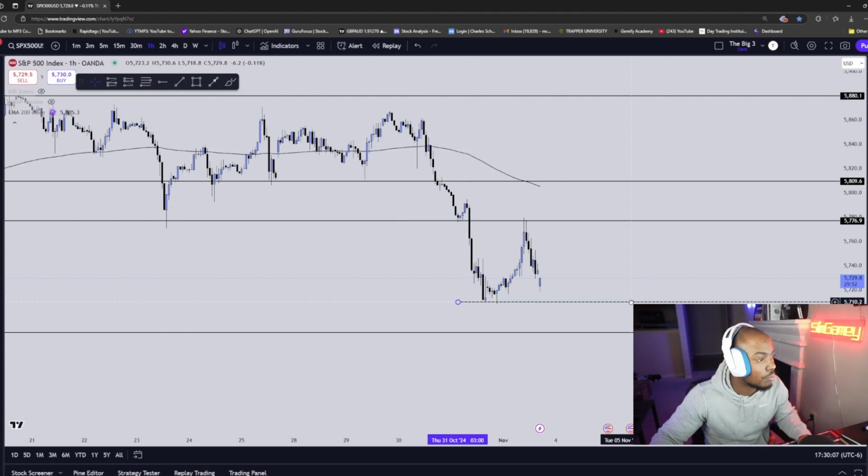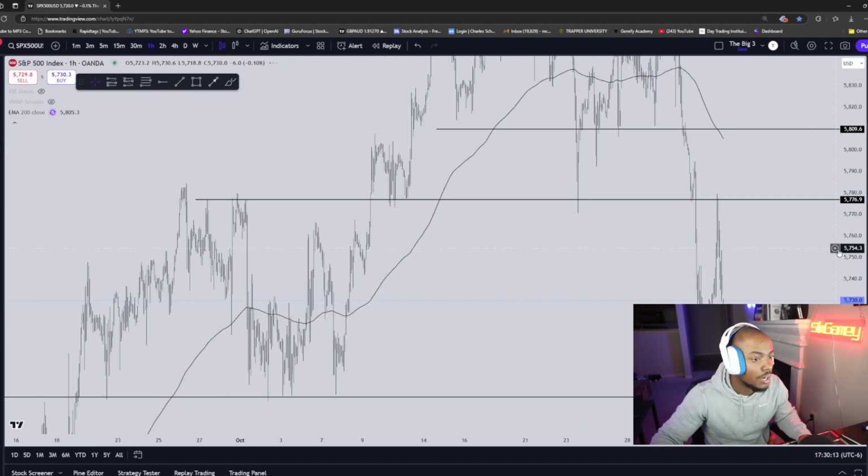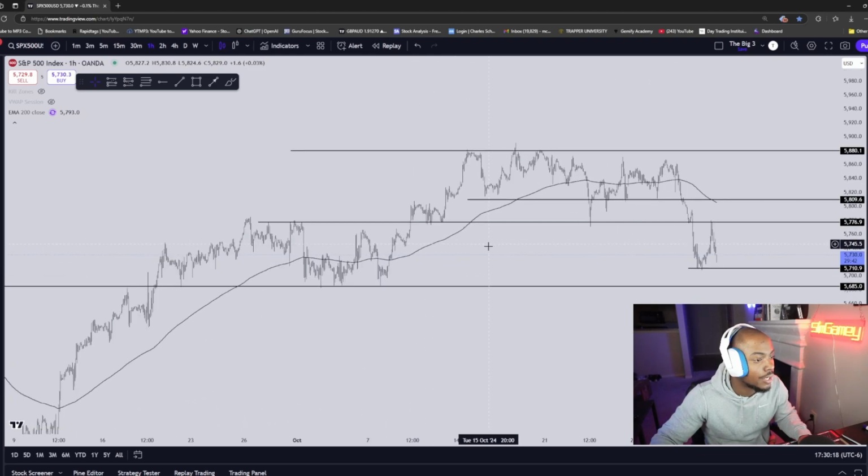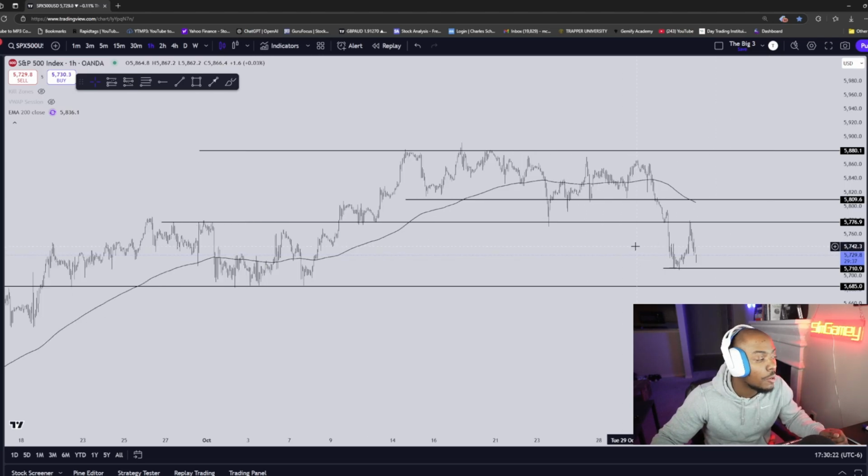Because this was support prior to this huge move back to the upside. So I would try to see what price does in this area. Looking left, I can mark off a million things, but I would just keep it as is right now because this is most recent price action.